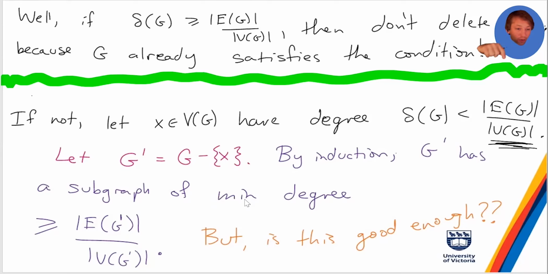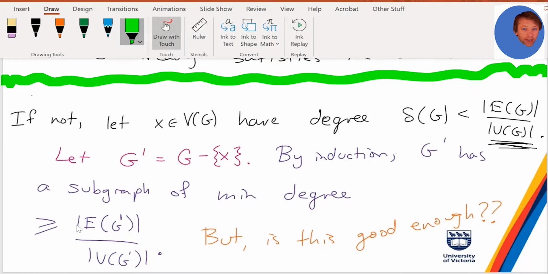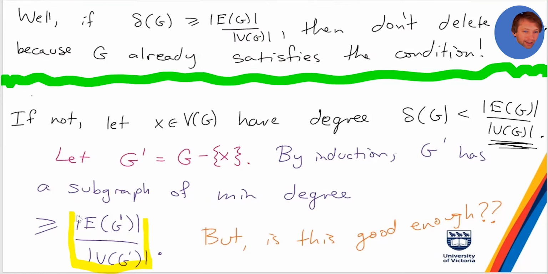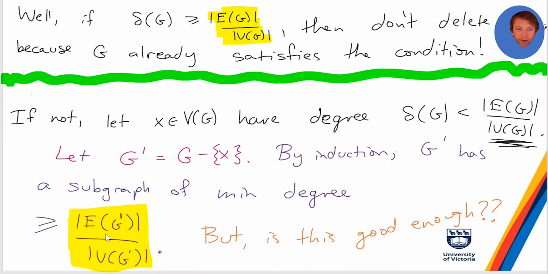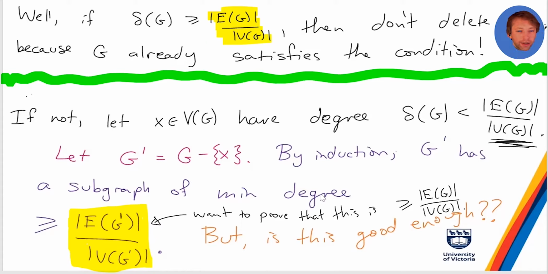Okay, so we delete a vertex, we look at the smaller graph, G prime. And by induction, I know that inside G prime, I can find a subgraph which has minimum degree at least this thing, which is half the average degree of G prime. Of course, I can't just erase the primes, or else I'd be done. So I want it to be at least this value, but I've got G primes here. So we have to ask ourselves if this is good enough, which is the same thing as saying, is it true that the average degree of G prime is at least as large as the average degree of G? But let's do this properly. Just to be clear, I want to prove that this is at least my target value. Is it clear? And then I'll be done.